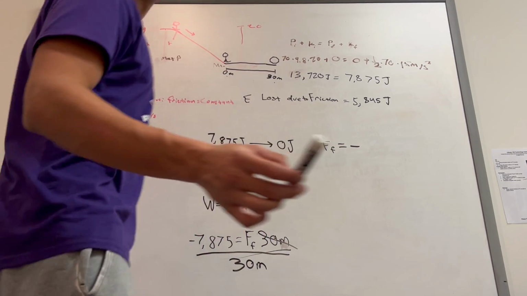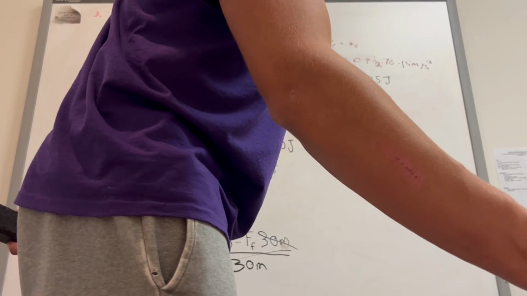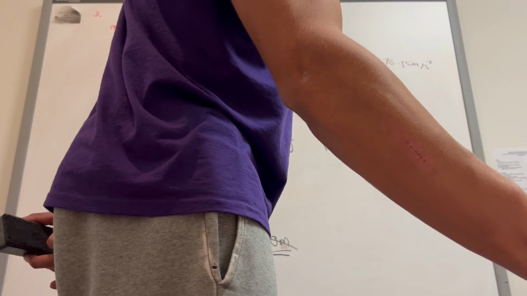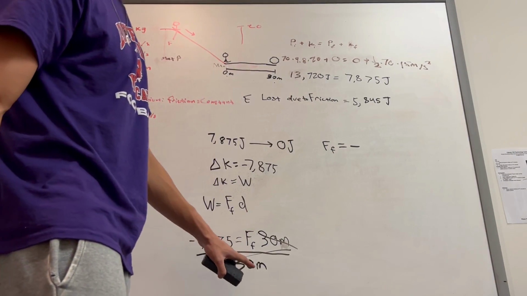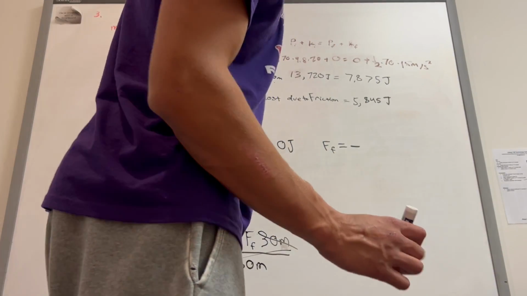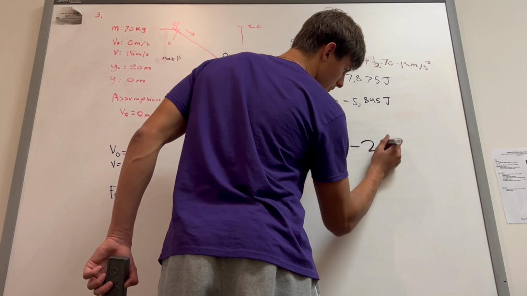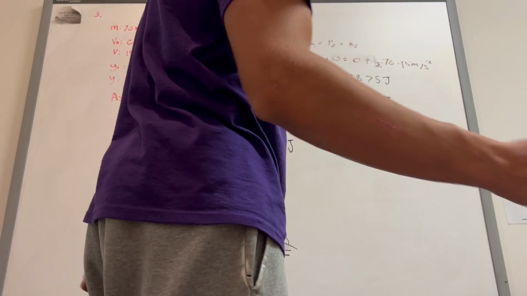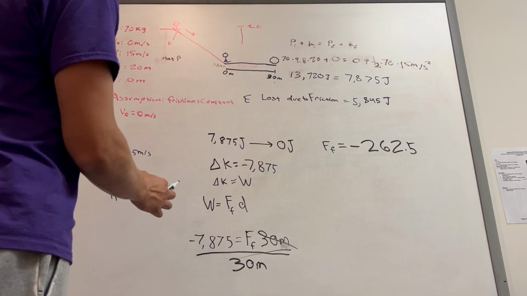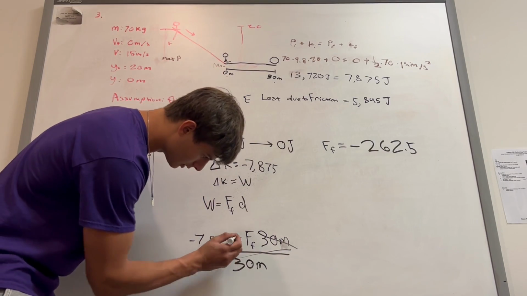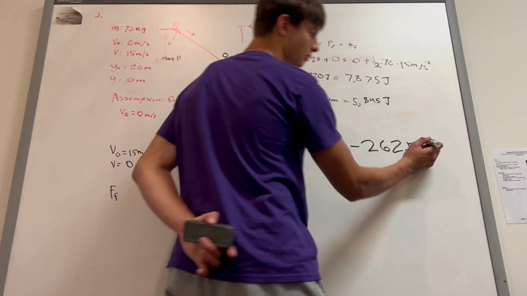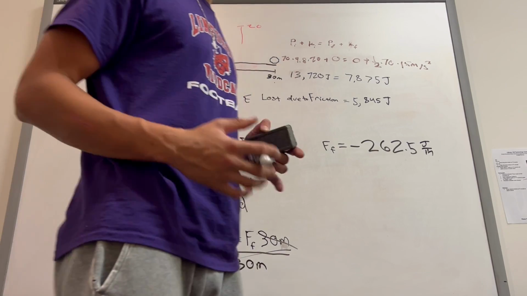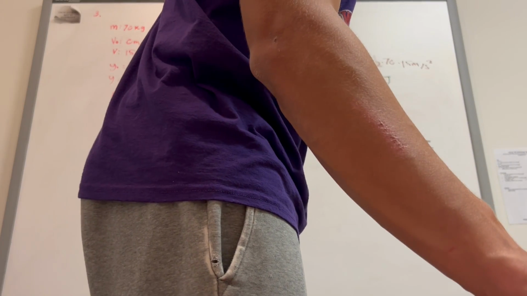And then I did all my calculator work on my paper. So I know that 7,875 divided by 30 is 262.5. Now, working through this, these are joules and these are meters. So we're going to have joules over meters.